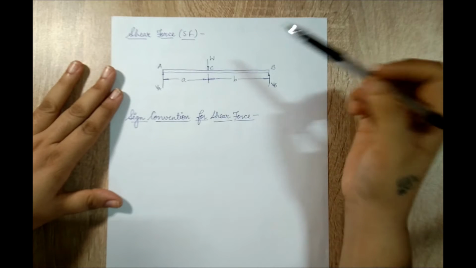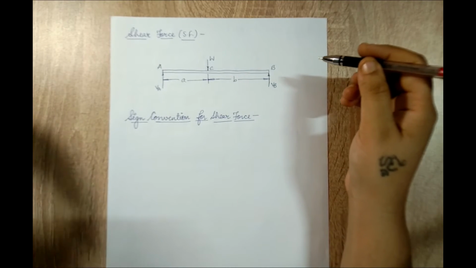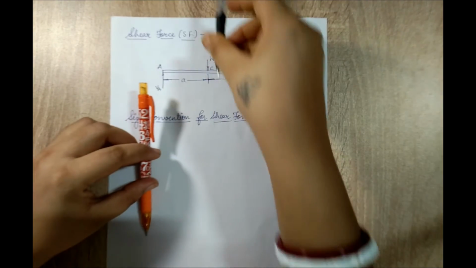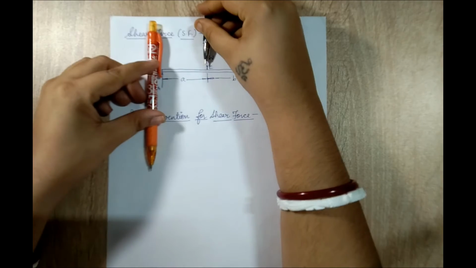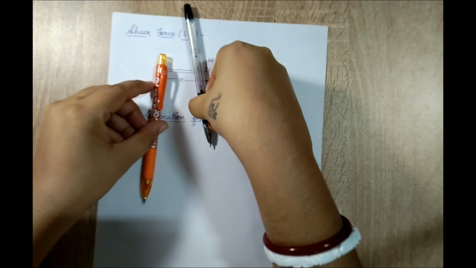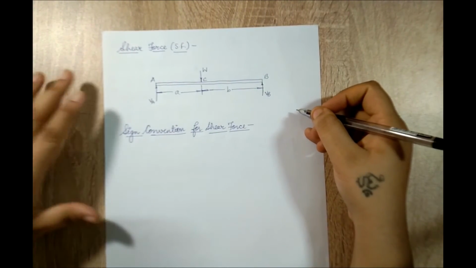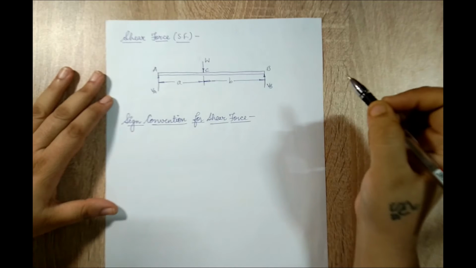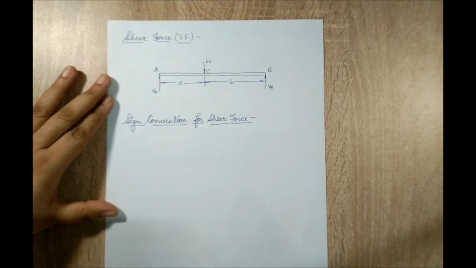Now these are called shear forces because you can see they cause a shearing kind of effect on the beam. If you observe W and VA, one is going upward and the other is going downward, so this is causing a shearing effect on the beam. Hence these forces or reactions are called shear forces. Next we will see what the sign convention for this shear force is.